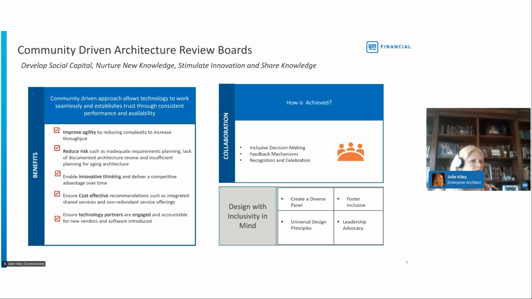When it comes to leadership advocacy, this is one of the most important aspects of your board or community, right? Socialize your community and socialize it at the right levels. Make sure your CIO supports your community. Make sure the senior business leaders understand its value, right? And if leaders question its worth, use that as an opportunity to socialize your platform even more.